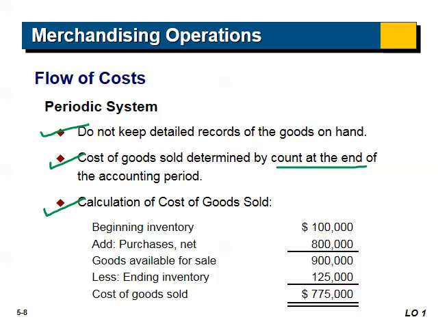So you take your beginning inventory and then you add in your purchases, gives you what you have available to sell. Then you subtract your ending inventory, and that's how you come up with cost of goods sold.